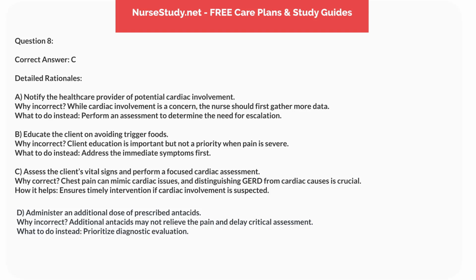C. Assess the client's vital signs and perform a focused cardiac assessment. Why correct? Chest pain can mimic cardiac issues, and distinguishing GERD from cardiac causes is crucial. How it helps: ensures timely intervention if cardiac involvement is suspected. D. Administer an additional dose of prescribed antacids. Why incorrect? Additional antacids may not relieve the pain and delay critical assessment. What to do instead? Prioritize diagnostic evaluation.